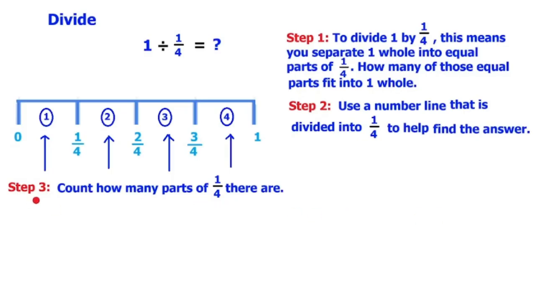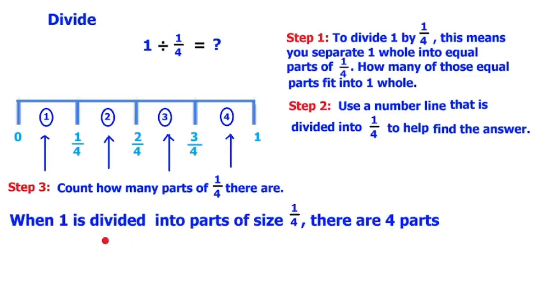So step 3 now. Count how many parts of a quarter there are. There's 1, there's 2, there's 3, there's 4. So when 1 is divided into parts of a quarter, there are 4 parts. So 1 divided by 1/4 equals 4. And that's how you do that problem.